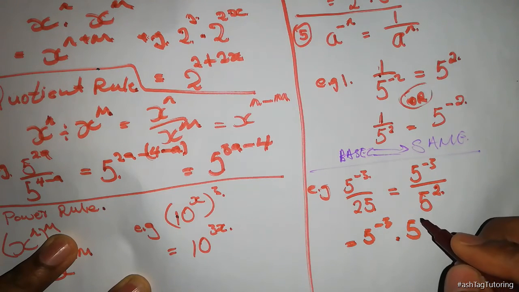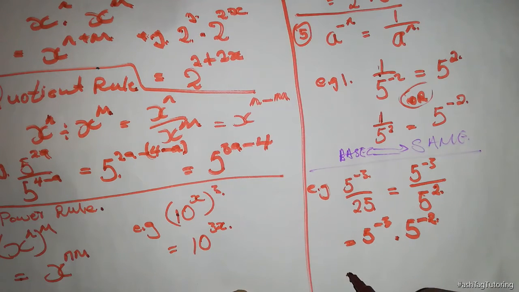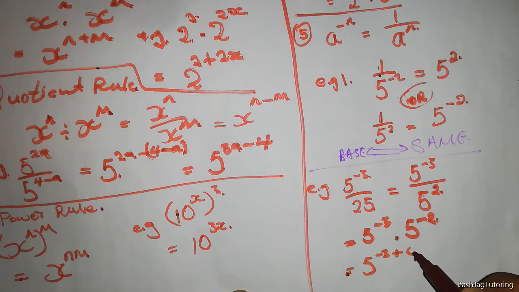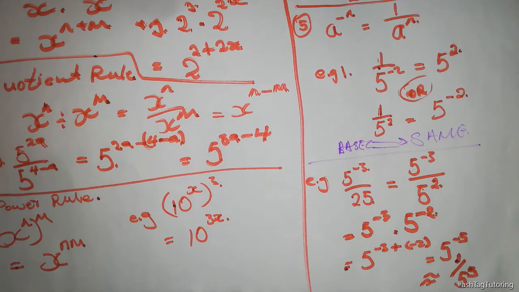Okay? In this case, a denominator will become a numerator by changing the sign of its exponent. In which case you have 5 to the exponent of minus 3 plus minus 2, which is 5 to the exponent of minus 5. But then you can change the numerator and make it a denominator by changing the negative 5 to a 5.